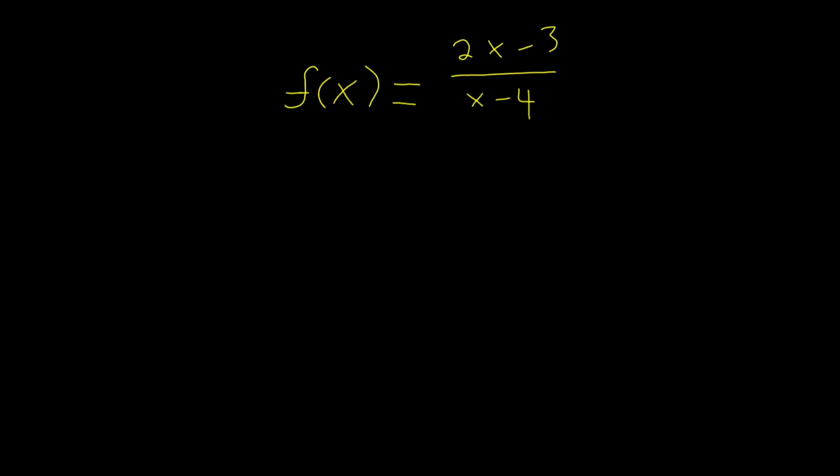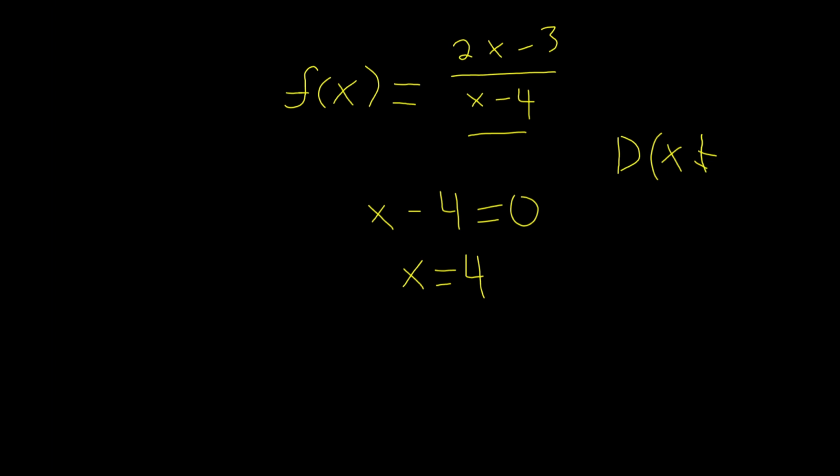And to do that, we could just write the denominator over here. We could write x minus 4 equals 0. And if we add 4 on both sides, we find out that x is equal to 4. So 4 makes the denominator equal to 0, and that is not allowed. So the domain of this function is all numbers besides 4. So we could write the domain as x cannot equal 4. And that is the domain for this function.